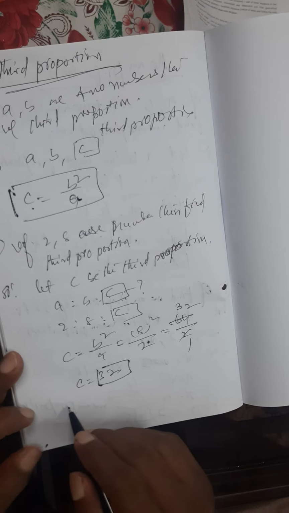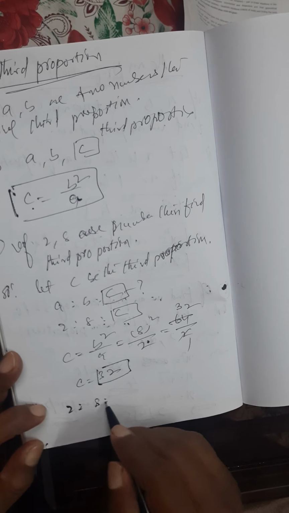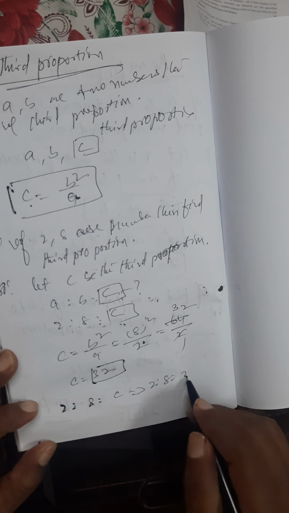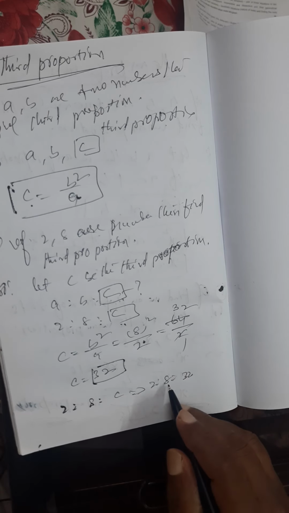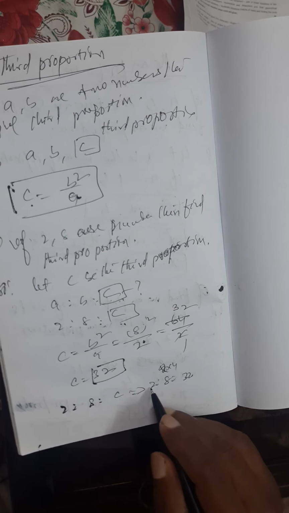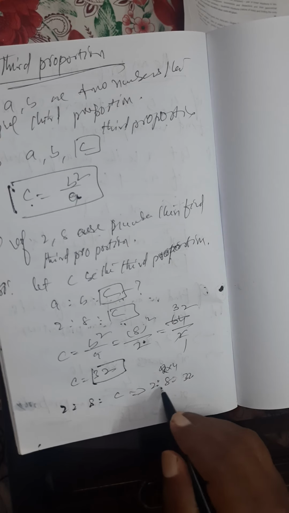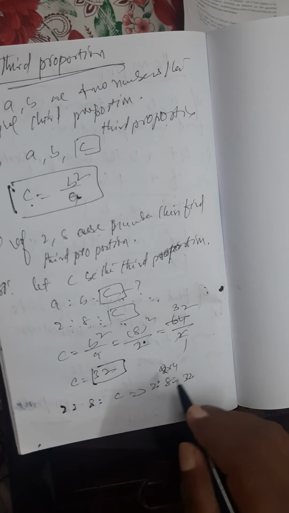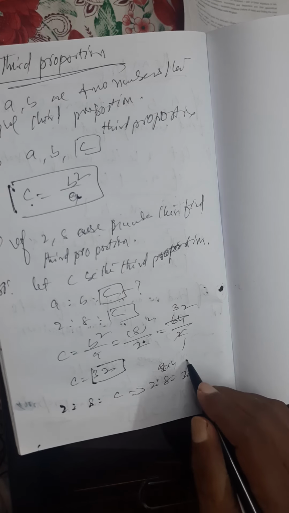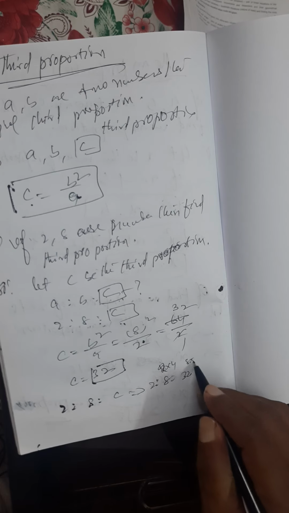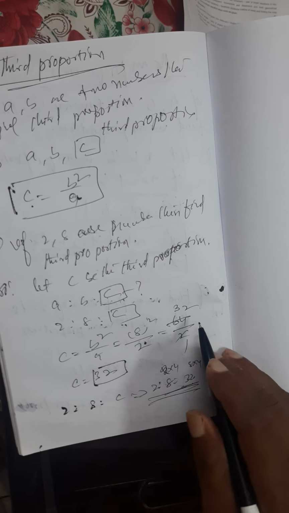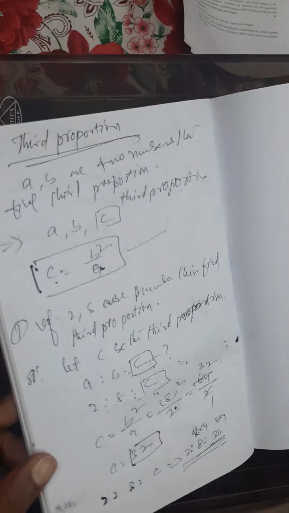See here how it is: 2 is to 8 is to C is nothing but 2 is to 8 is to 32. The relation between these two is 4 times: 2 fours are 8, 8 fours are 32. So like that we can find the third proportion. Using this formula we can find the third proportion.